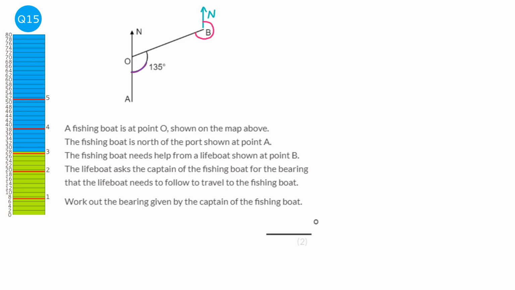Now, this angle, which is given to us in the question, and this angle here, which I'm just going to call x, are going to be equal. So x is going to equal 135 degrees. And the reason for that is, I'm just going to extend the north line down, because we have a set of parallel lines here, and we have a set of z angles, which we know are alternate angles. So the reason for that is it's alternate angles. And always show the reasons to the examiner.